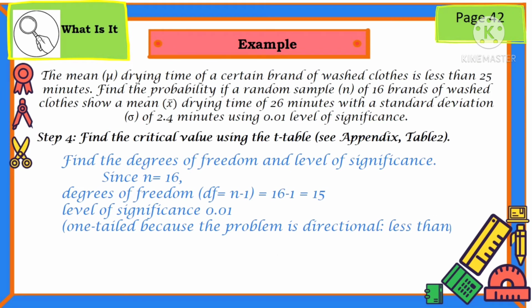And for step 4, find the critical value using the t table, or you can see it on appendix table 2. Find the degrees of freedom and level of significance. Since n equals 16, the degrees of freedom is 15, and the level of significance is 0.01. It is one-tailed because the problem is directional. The clue word is less than.